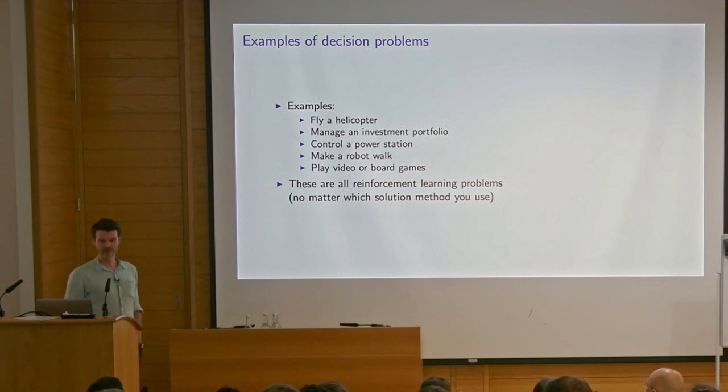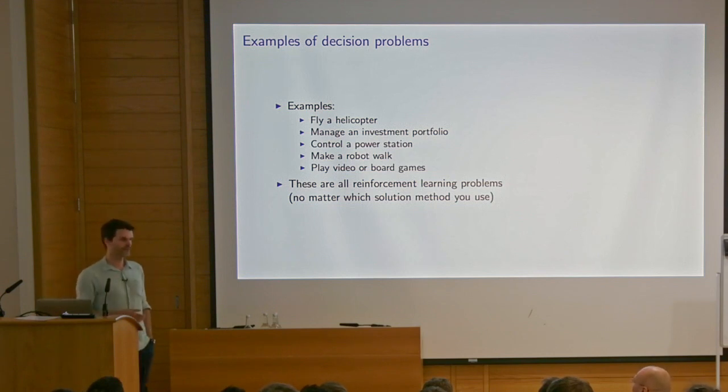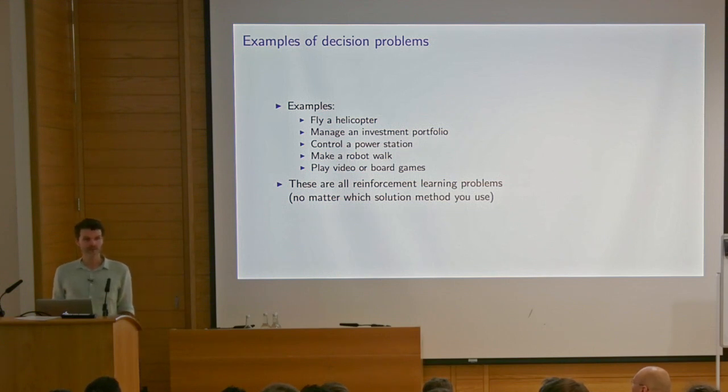So what are examples of decision problems? Here's a couple. Flying a helicopter is an example, managing an investment portfolio, controlling a power station, making a robot walk, or playing video or board games. This is somewhat maybe an arbitrary list of examples, but these are all examples that reinforcement learning has been applied to. This is why they're up there. There's many more, but this is a nice diverse set I found.